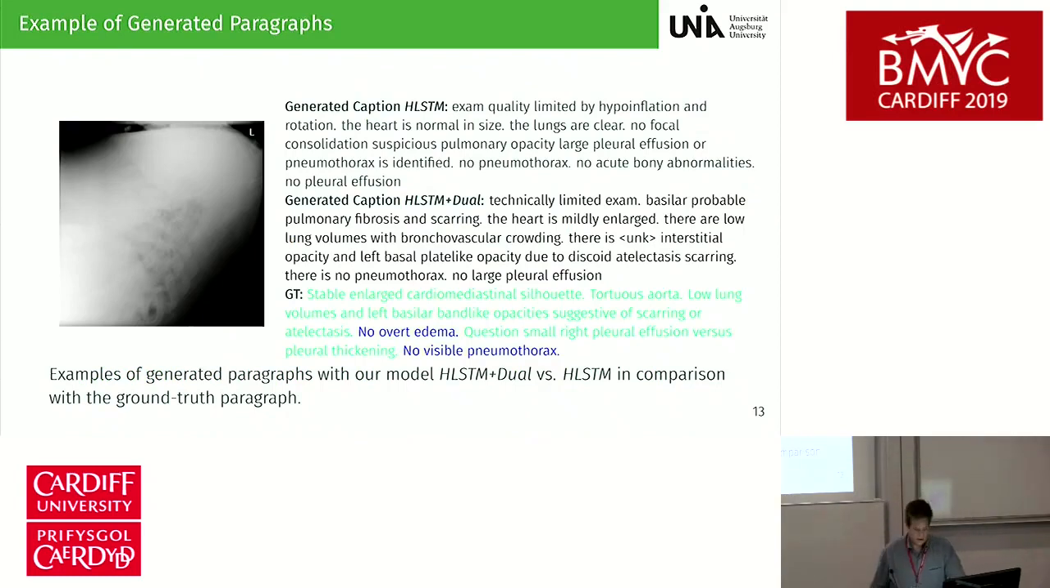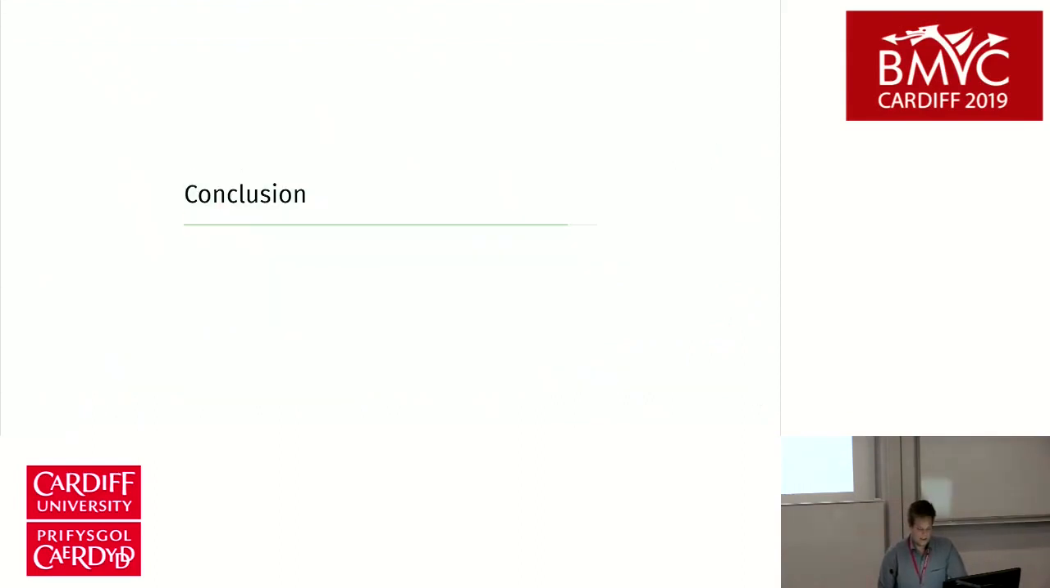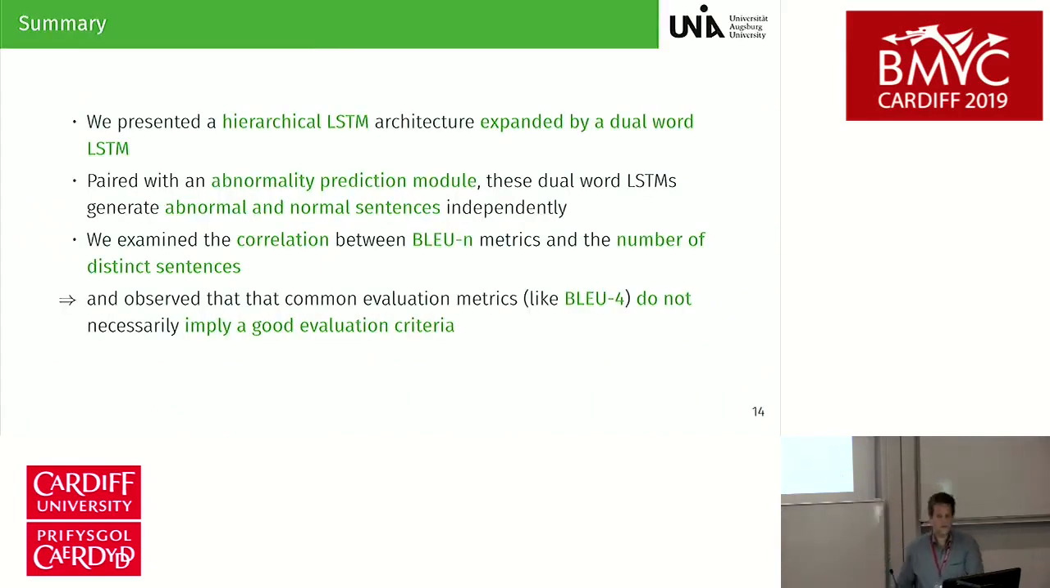I'm not going to read it because it will take too long, but it catches some of the things written in the ground truth paragraph. So to come to the conclusion, we proposed a hierarchical LSTM architecture. We expanded it by a dual word LSTM, and then we introduced an abnormality prediction module, which lets us decide, based on the topic vector, whether to generate an abnormal or normal sentence. And those sentences are generated independently.